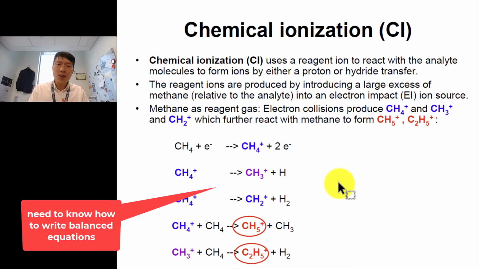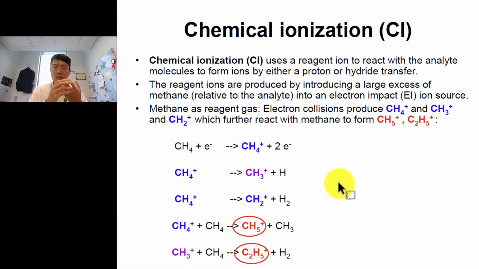For chemical ionization, CI, it uses a reagent, a chemical or an ion, to react with the analyte so that it can form ions, either by a proton or a hydride transfer. Hydride is H minus, proton is H plus here. Both give you a product that's ionic.